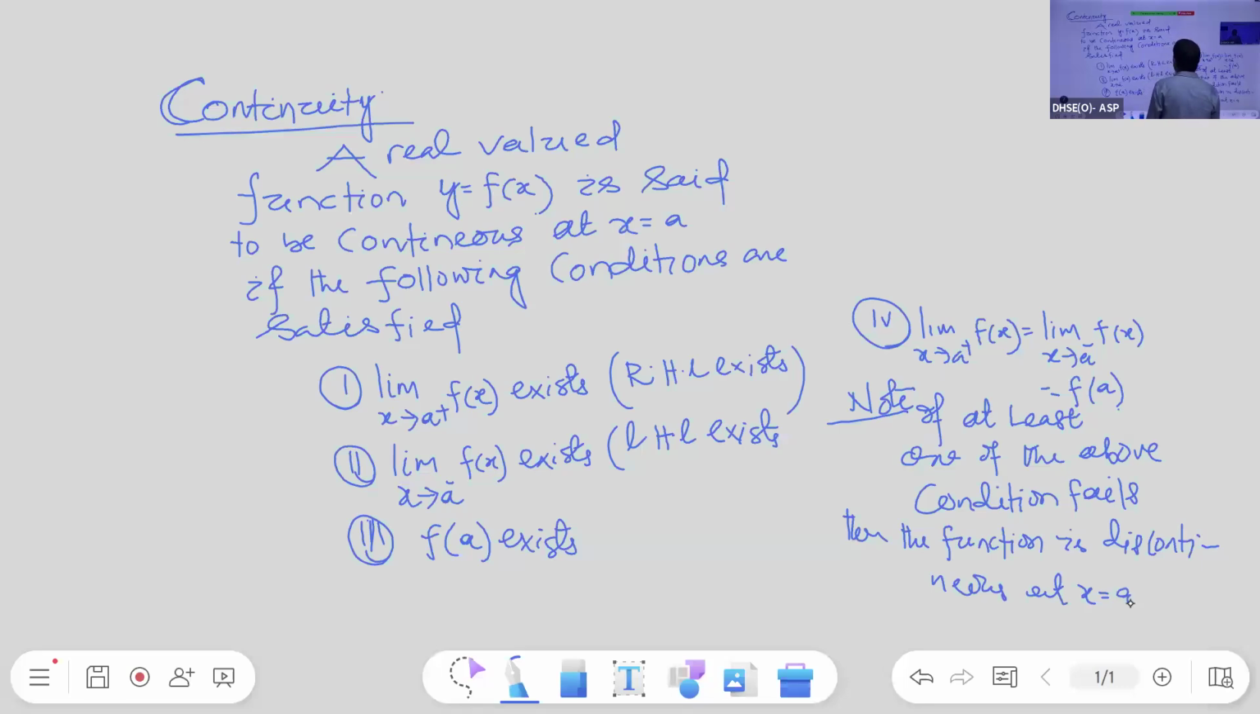Okay, to check the continuity of the function at a given point, we have to find out the left hand limit, right hand limit, and the value of the function. If left hand limit exists, right hand limit exists, value of the function exists, and all are equal at x is equal to a, then you can say that the function is continuous at x is equal to a. Otherwise, the function is discontinuous at x is equal to a. Okay. Let's come to solve a couple of questions.